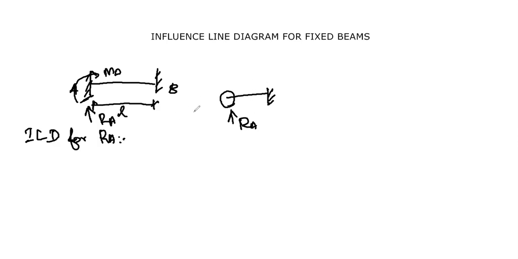Since it is a fixed support, you cannot simply remove the support for which you are going to find the reaction, because if you remove the support, the moment carrying capacity will also get affected. So I am going to introduce one hinge at the support so that the moment carrying capacity will be retained but the reaction carrying capacity will be removed successfully.